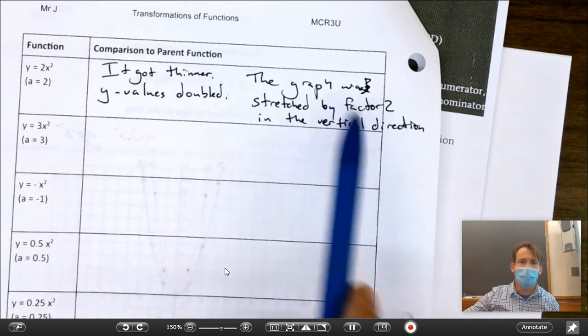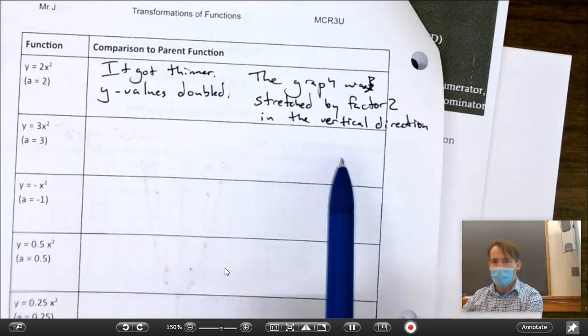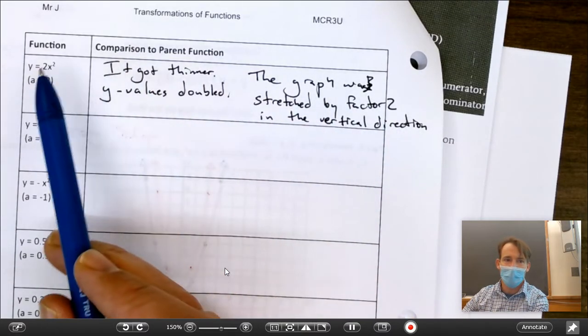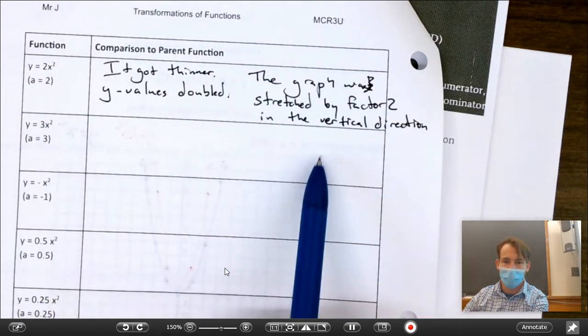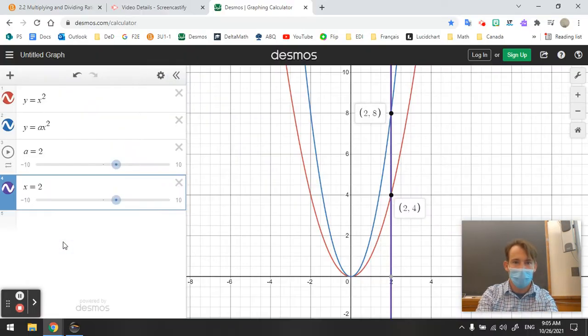Write down all the things you notice here. This is for your qualitative and quantitative observations. If it reminds you of the smile of a character from a cartoon you watch, write that down. Whatever you observe, write down. That's the purpose of this exercise. But you want to also be working towards these kinds of realizations. When I put this 2 in here, it got stretched by factor 2. This would be factor 3. So let's go take a quick look, and then we'll look at y equals negative x squared and y equals 0.5x squared. So we're going to take a look at those two next.